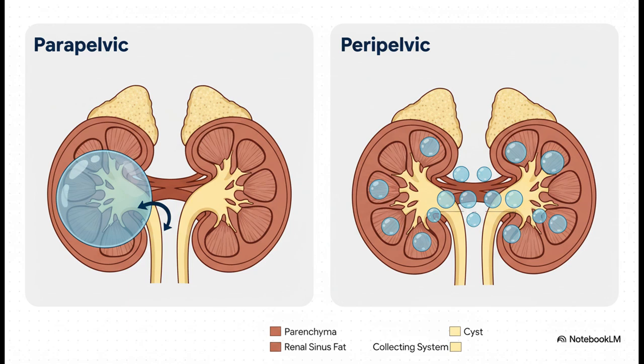All right, here's a quick one that trips people up all the time. Parapelvic versus peripelvic. It sounds like splitting hairs, but it matters. Just remember this. Parapelvic starts in the parenchyma, the actual meat of the kidney, and it bulges in, squishing the collecting system. But a peripelvic cyst starts on the perimeter, in the fatty renal sinus around the collecting system, which is why it can look exactly like a blocked kidney. It's all about where it comes from.